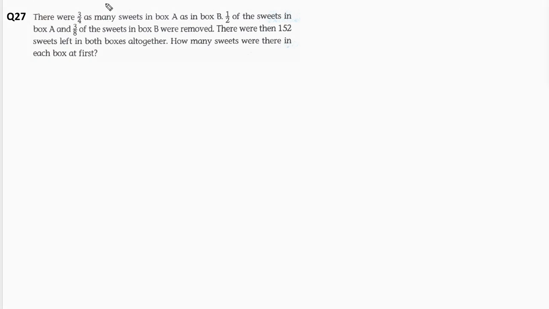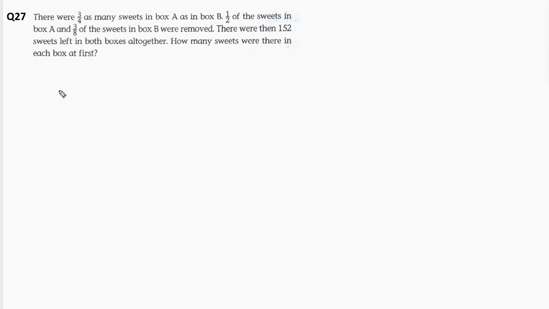There were 3/4 as many sweets in box A as in box B. Half of the sweets in box A and 3/8 of the sweets in box B were removed. There were then 152 sweets left in both boxes altogether. And we're asked how many sweets were there in each box at first.